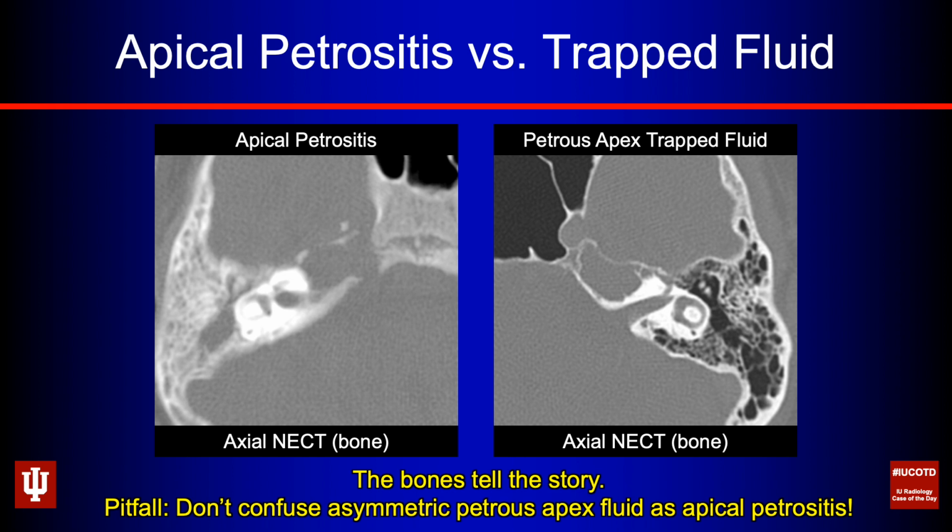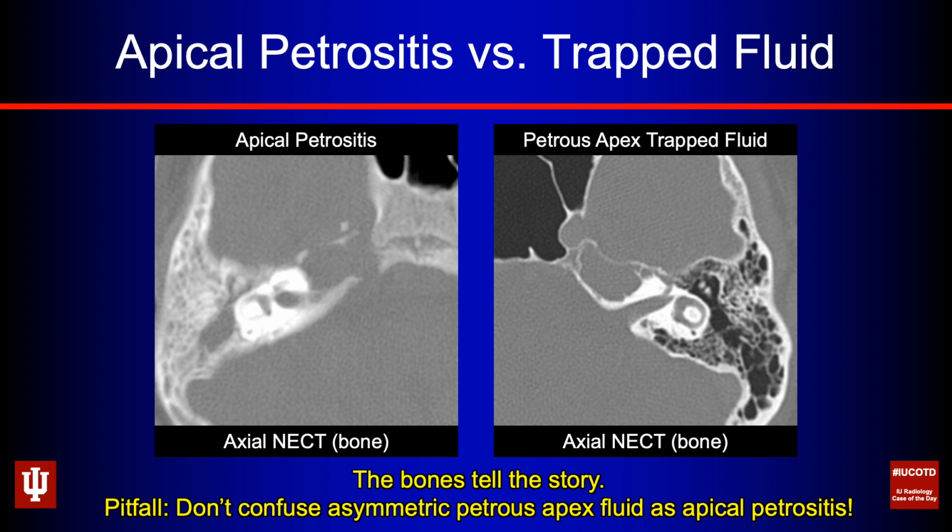One of the important things to keep in mind is differentiating apical petrositis from trapped fluid within the petrous apex. This is something that I frequently get asked to do, either overreads from the outside world, or calls for clarification on reports read out on brain MRIs from the ENTs, wanting to know if I think it's really apical petrositis. So I want to make sure that this is clear and everyone's on the same page.